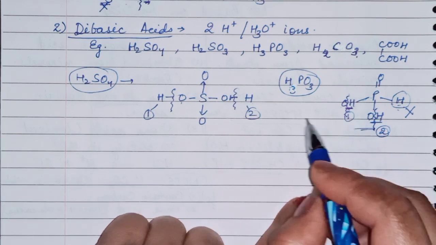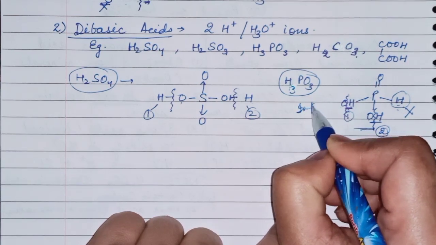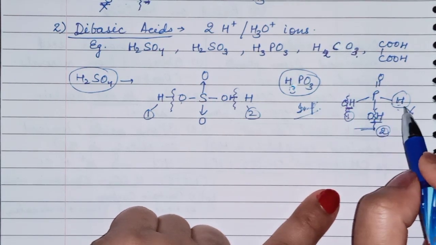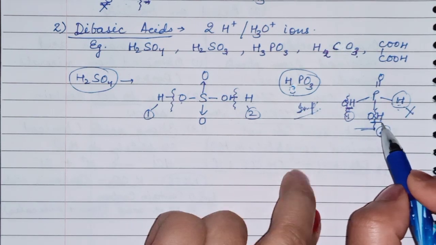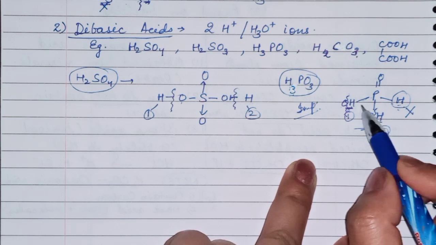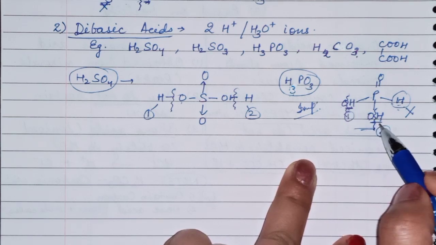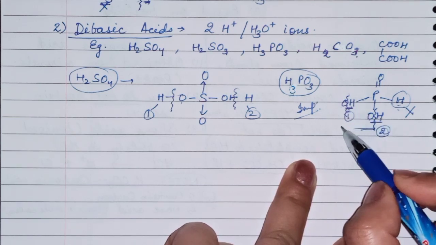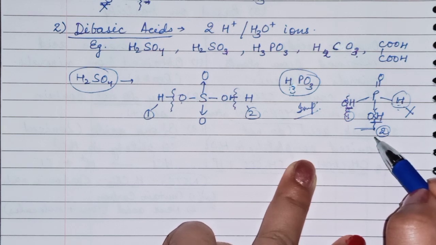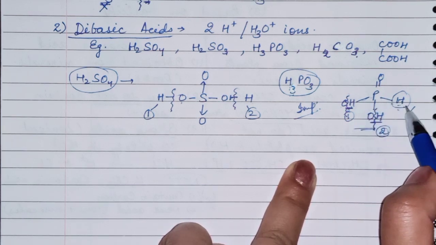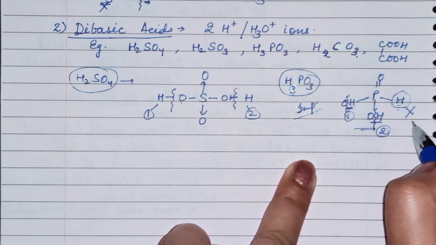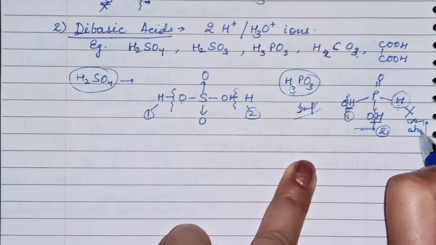Okay children, this one is very important for you. H3PO3 is dibasic. It contains 3 hydrogens, but out of 3 only 2 are associated with oxygen, and that's why only 2 hydrogen atoms come out in aqueous solution. So it is clear to you all that the hydrogen which is not attached to an oxygen atom will not dissociate.